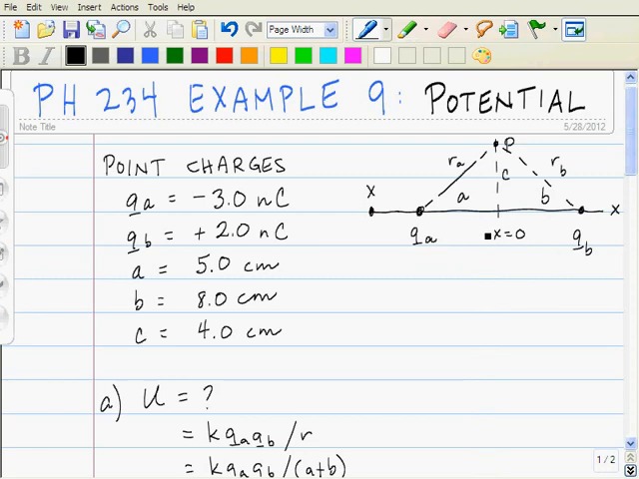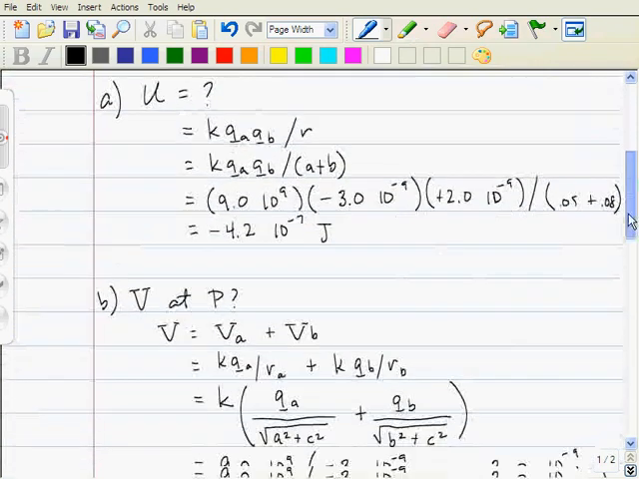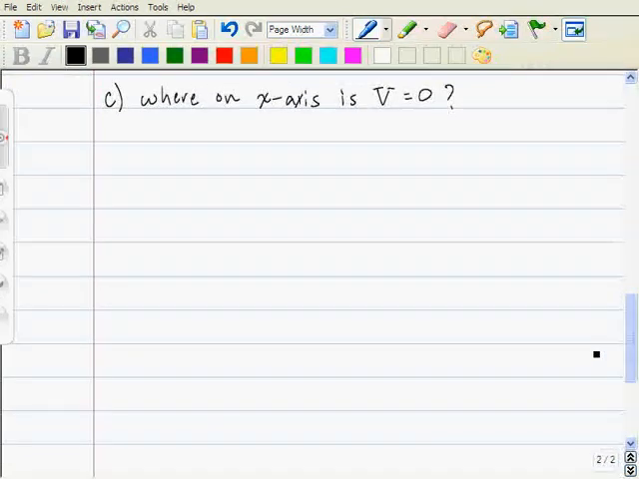Q sub A is 5 centimeters from the x-axis. Q sub B is 8 centimeters from the x-axis. Last time we looked at what is the potential energy due to the charges, and then what is the electric potential at a point above the x-axis. The last question to answer is whether there are some points along the x-axis where the potential is 0. And I want to see if we can solve for where those points are.